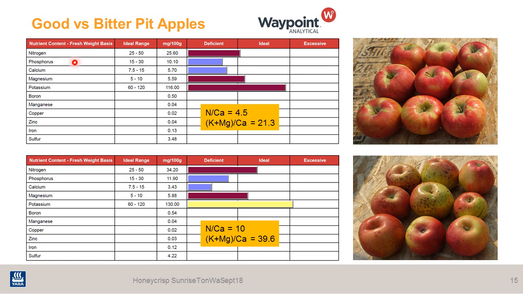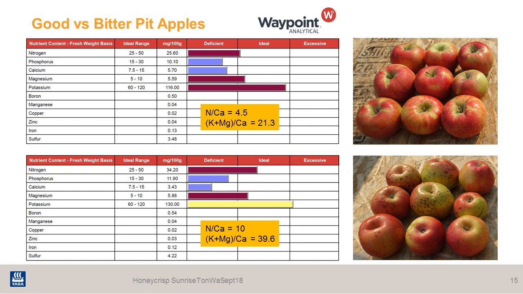You can see that you got phosphorus that made it over 10. Every time you see phosphorus north of 10 milligrams per 100 grams, you tend to have good quality fruit. Added on to the good ratios, you also have good phosphorus, so you're going to get a nice firm fruit and perhaps even better red color as well.